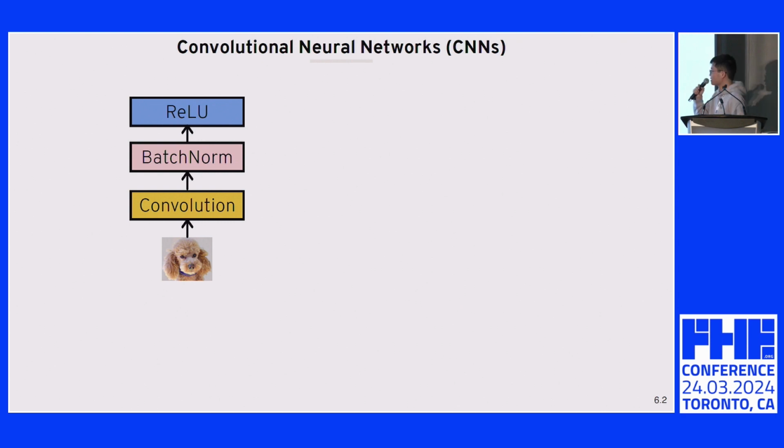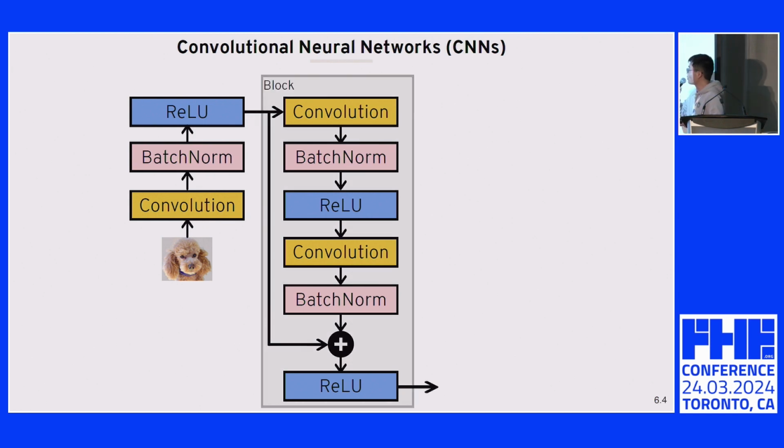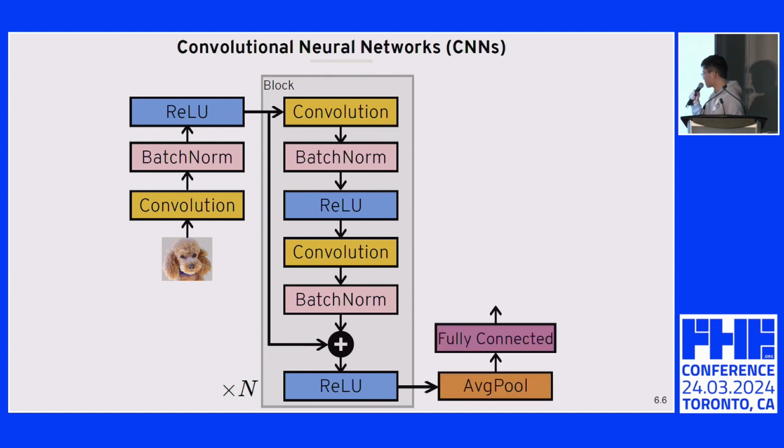First, what is a convolutional neural network? A convolutional neural network has a convolutional layer, batch norm layer, and ReLU layer. We repeat these layers, and this is a block of a residual convolutional neural network. We repeat these blocks many times, and then we have the average pooling and the fully connected layer. Then we get the prediction.